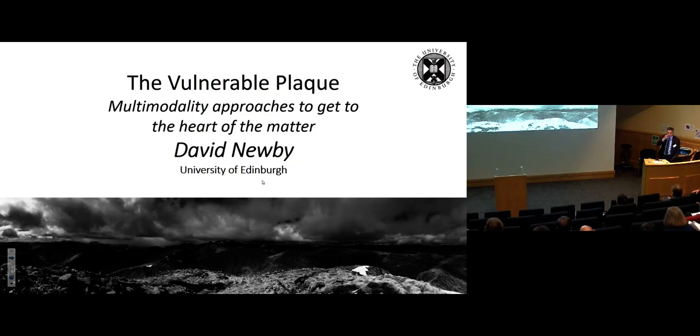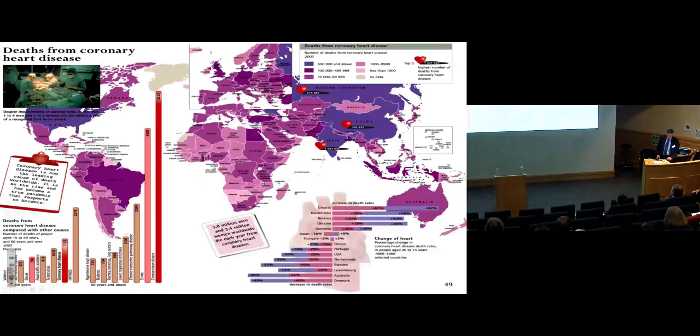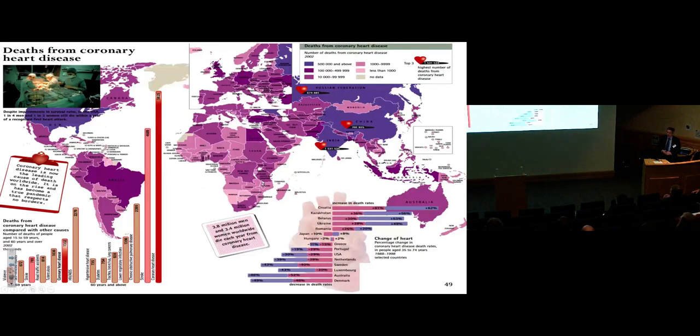So my topic today is to talk about the vulnerable plaque, and I probably don't need to tell this audience, but just to remind you that 1990 was a very important year. You're trying to work out why that was. Well, actually, that was the year that cardiovascular disease overtook any other disease in terms of more people dying from cardiovascular disease than anything else ever. Full stop. And it continues, of course, to rise and rise and rise. So that's more than infectious disease, more than any other disease areas.